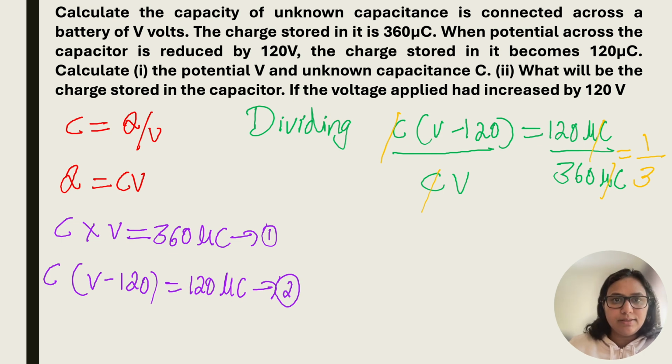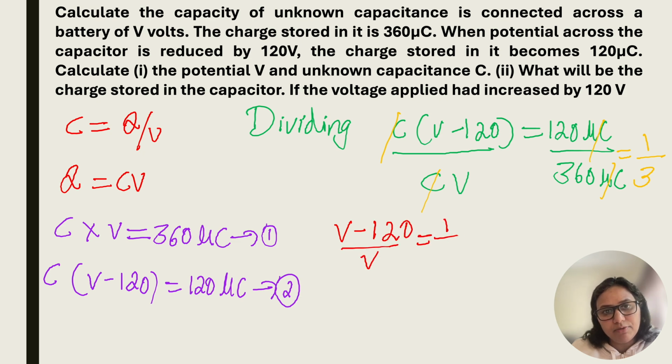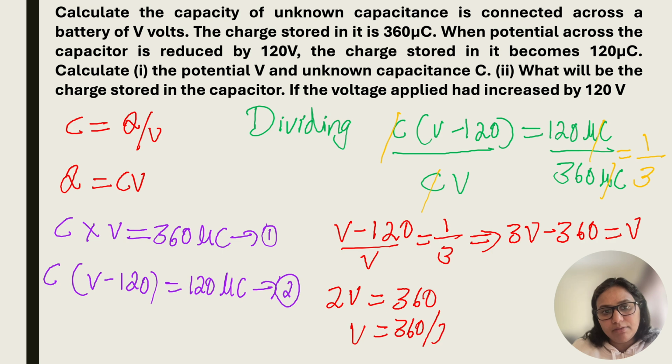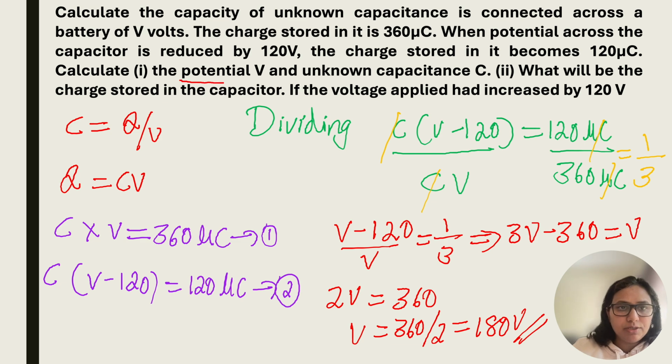So what we get here is (V minus 120) divided by V is equal to 1 divided by 3, which implies, cross multiplying, 3V minus 360 is equal to V. So 3V minus V becomes 2V, and 360 goes to the other side, so 2V is equal to 360. Or V is equal to 360 divided by 2, so you get 180 volt. So we have calculated the potential V, which is equal to 180 volt.